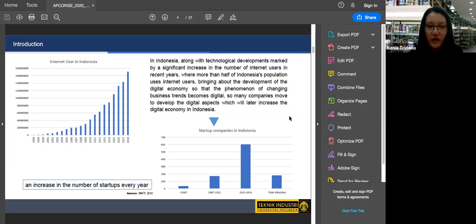Then this changing of lifestyle where people tend to use internet in the daily basis creates an opportunity for the digital economy. As we can see that there is a phenomenon of business trends where many stores have now become online or digital, which means that many companies move to develop the digital aspects. So that is why there are almost over 600 startups existing in Indonesia in the year 2018, which increased from years to years.